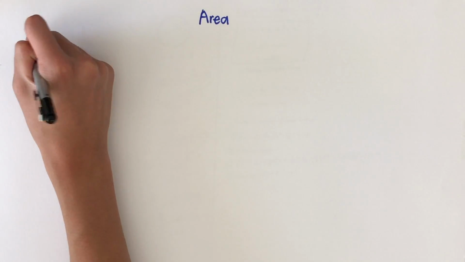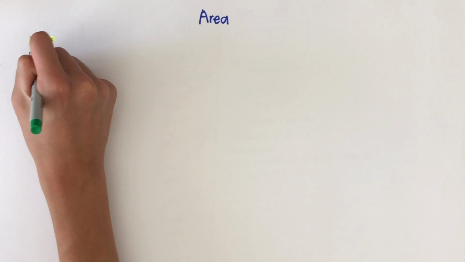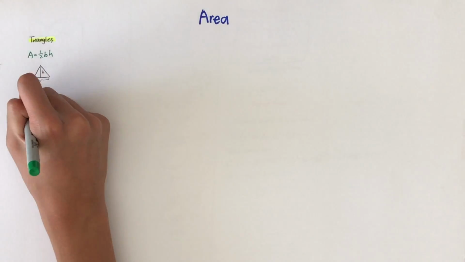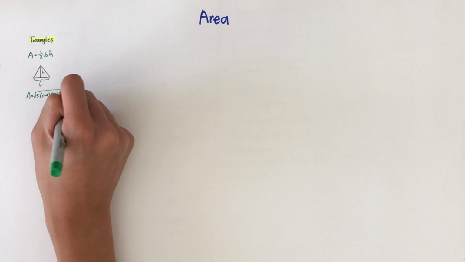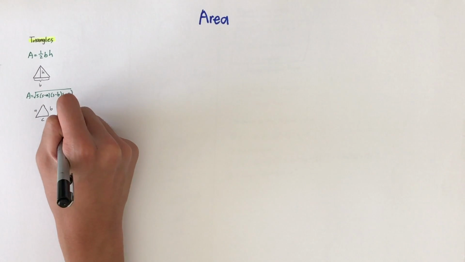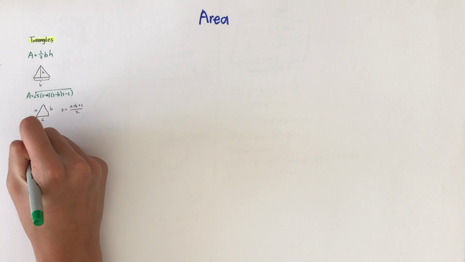Alright, so first we're going to go over the area of triangles. The general formula for an area of a triangle is 1/2 base times height, where height is a perpendicular distance from the vertex to the base. If you're given all three sides, then you can do square root of semiperimeter times semiperimeter minus a times semiperimeter minus b times semiperimeter minus c, and the semiperimeter is just half of the perimeter.